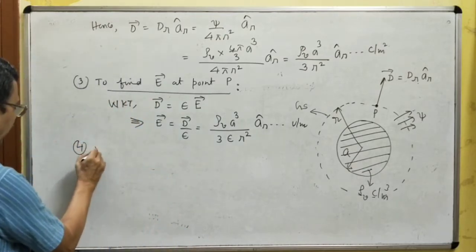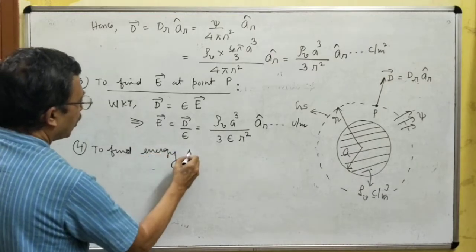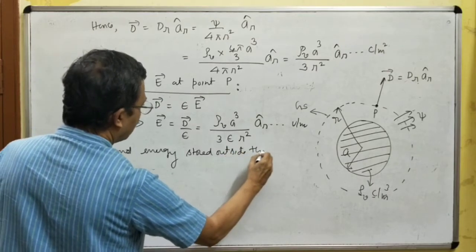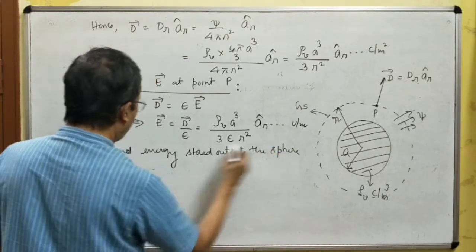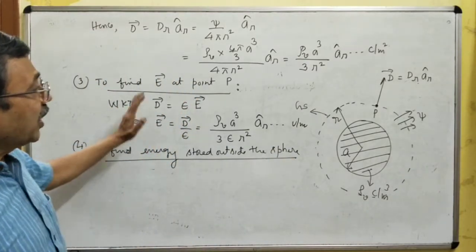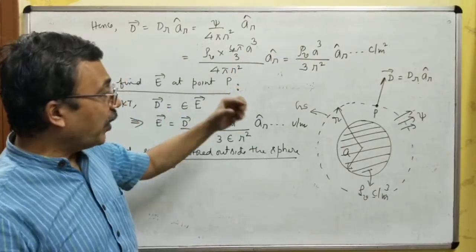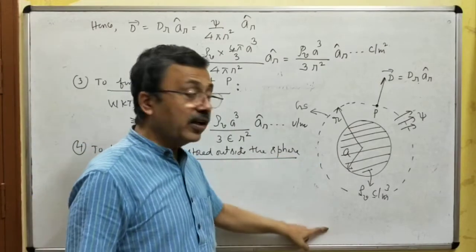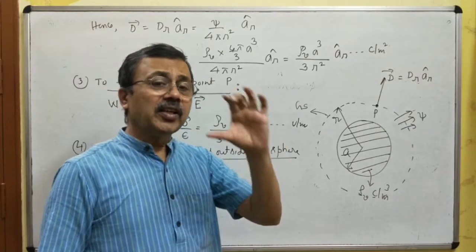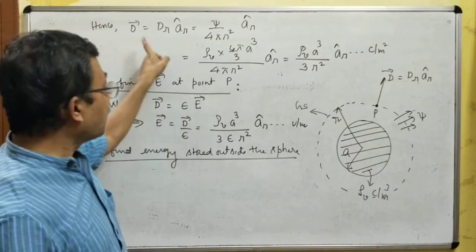Fourth step, to find energy stored. To find energy stored outside the sphere. So you may be wondering how energy can be stored outside the sphere. Energy is stored outside the sphere because electric field intensity exists outside the sphere. Physically, there will be capacitance formed between the sphere and the ground. Ground means r equal to infinity. In that capacitor, energy will be stored. That is the energy stored for r greater than or equal to a.